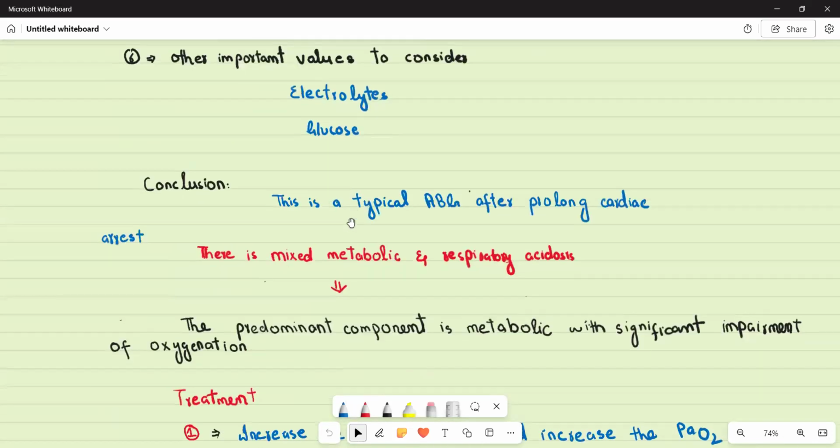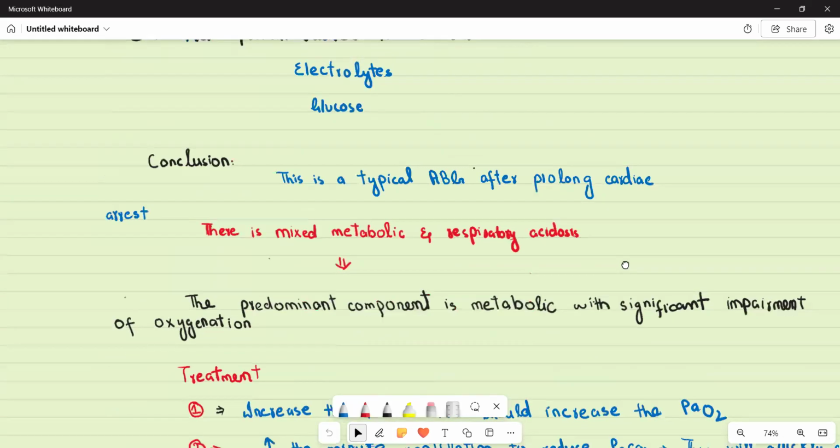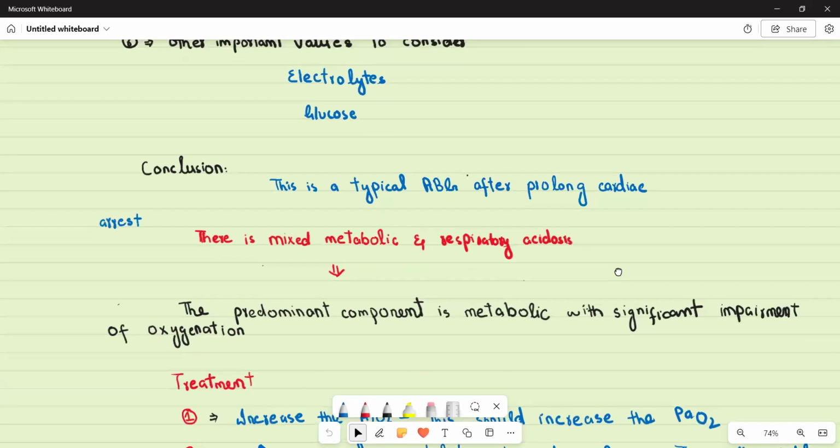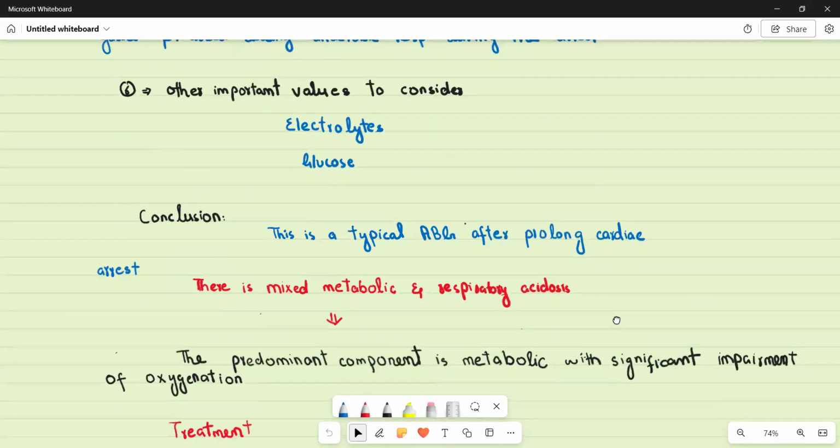Okay. So in conclusion, this is a typical ABG after prolonged cardiac arrest. There is mixed metabolic and respiratory acidosis, but the predominant component is metabolic with significant impairment of oxygenation. Why do we say that the predominant component is metabolic? Because the bicarbonate level is really low. It's 16, and the base excess is -10.